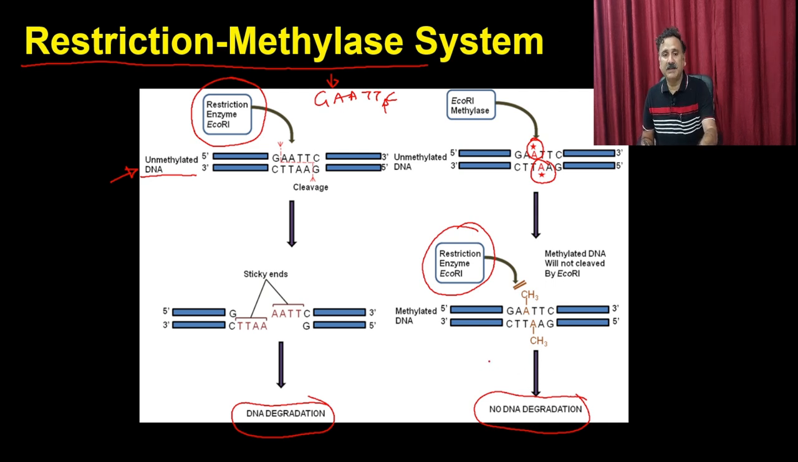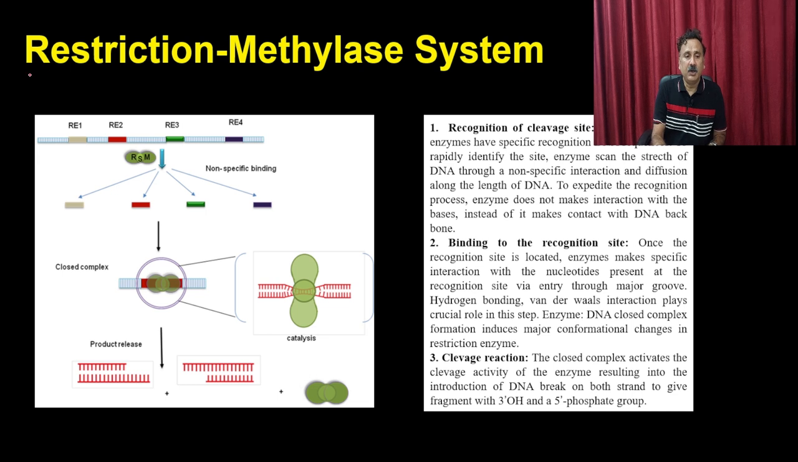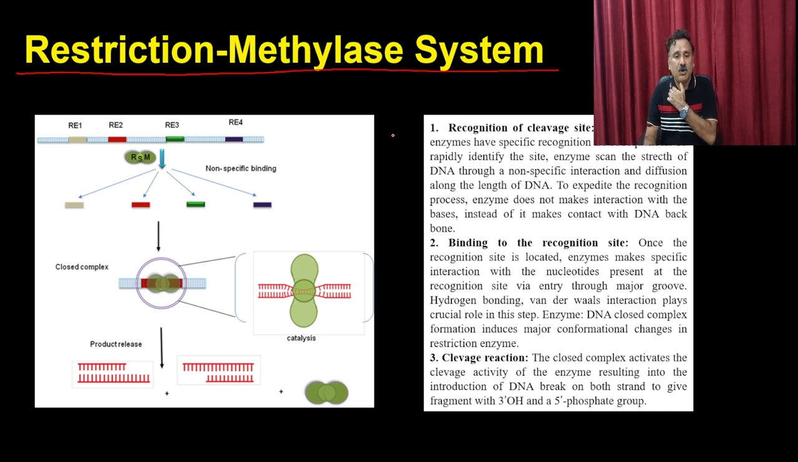degradation. How does this happen? It happens because the restriction-modification system allows recognition of multiple recognition sites. So, for example, you can imagine that you have a DNA with recognition sites 1, 2, 3 and 4. What these enzymes are going to do is recognize the cleavage site. How are they going to do that?